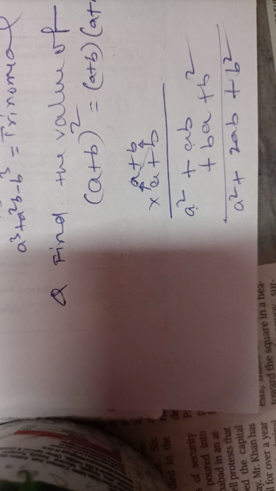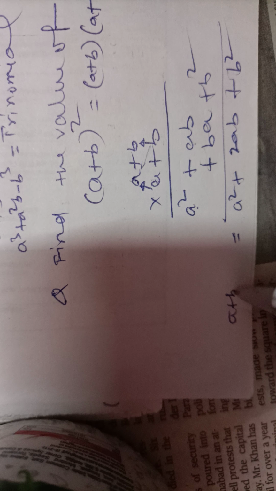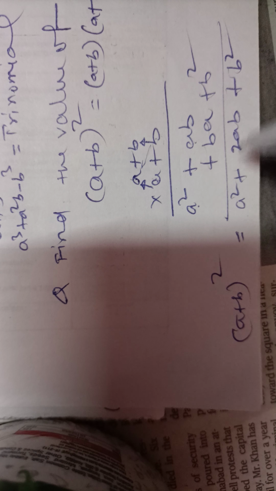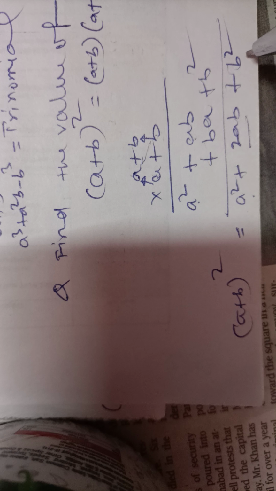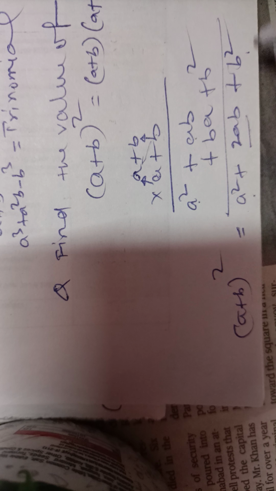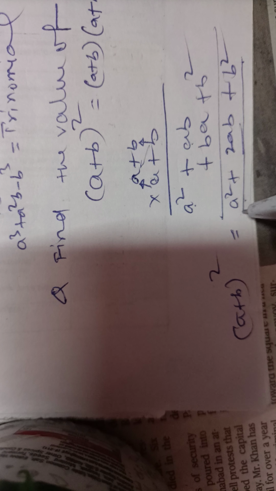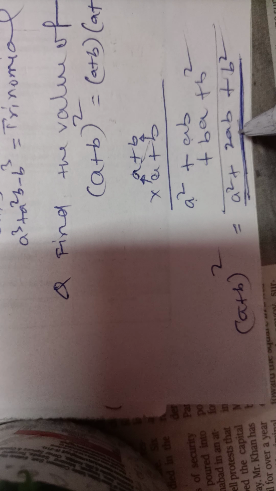Now this is the direct formula of a plus b whole square is equal to a square plus 2ab plus b square. So there are three terms. This is the trinomial 1, 2 and 3.